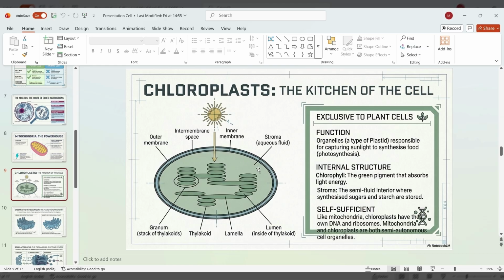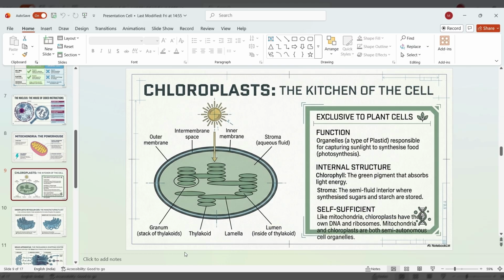So the stroma is there, and thylakoid and stroma, this disc-like structure and this empty space, both are responsible for the production of food, that is the glucose. Okay, again the chloroplast is a self-sufficient cell organelle, because it contains its own DNA and ribosomes. So this is basically all about the chloroplast.